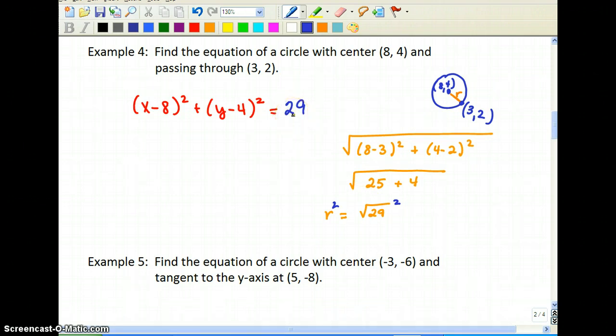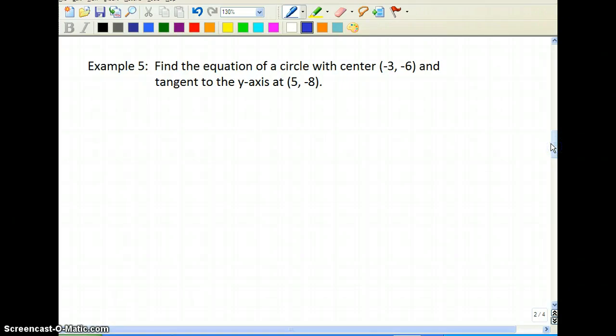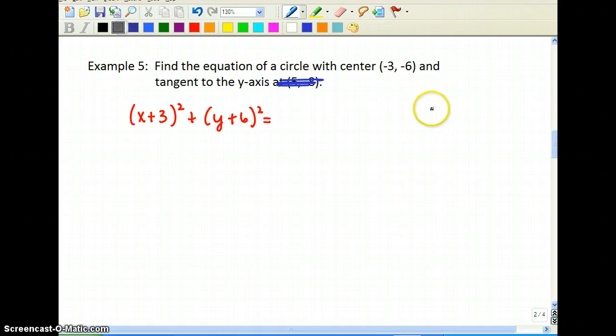That's a common mistake. And finally, example 5, find the equation with center (-3, -6), and tangent to the y-axis. This is a typo. We want to cross this off. That is not part of this problem. So again, we want to think, what does this mean? If they give you the center, you should know it's (x plus 3) squared plus (y plus 6) squared equals. What we need to figure out is the radius. So draw yourself a picture. X and y axis. (-3, -6). Here's the center.